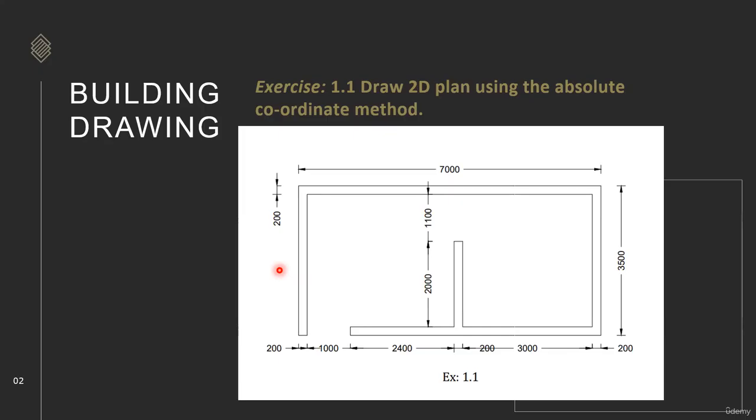Let's begin with AutoCAD. I just open it, and here you can see a two room plan. It has a length of 7000 mm. These dimensions are in mm, so we consider mm. If it is meters, go for meters; if it is centimeters, go for centimeters. Here it is mm, so we are considering 7000 mm as the length, and the width of the room is 3500 mm.